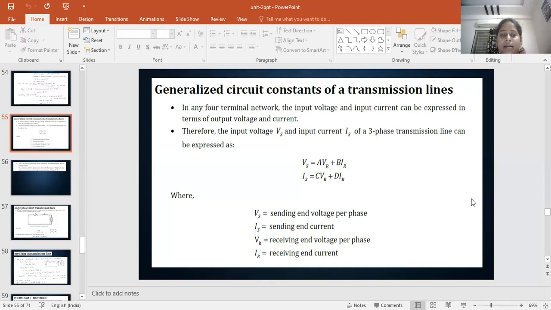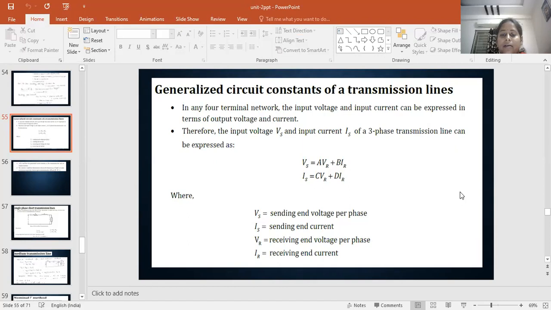Another method for transmission lines is the generalized circuit constants, that is A, B, C, D. These are an easy calculation method for transmission lines. There are four constant values, A, B, C, D, and every circuit has an input voltage and current and an output voltage and current.